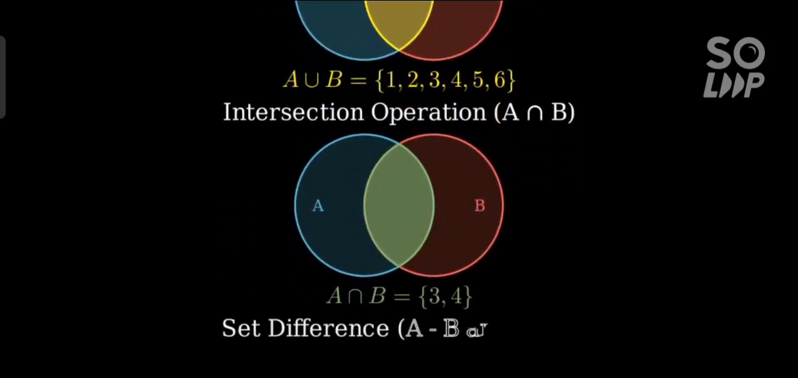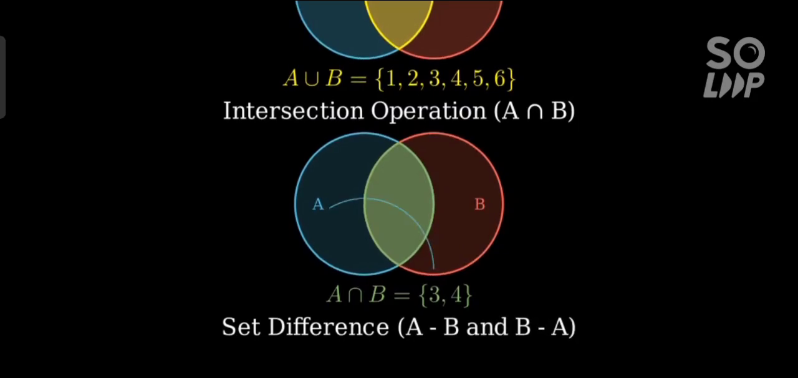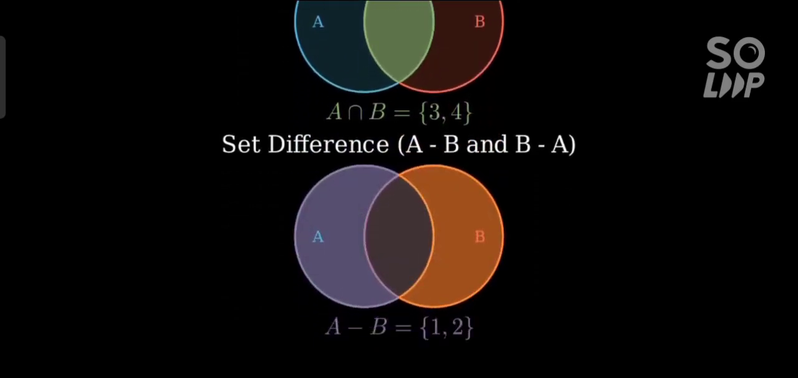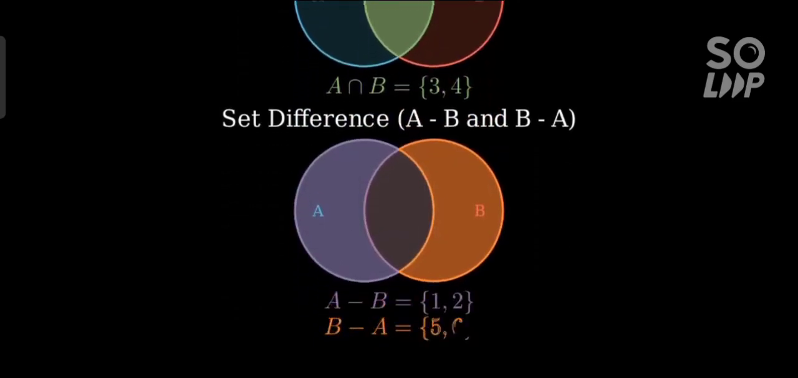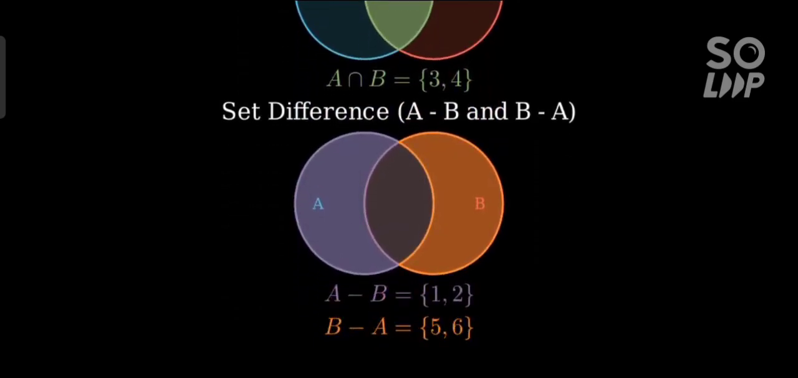Now, let's look at set difference. A minus B includes all elements that are in set A but not in set B. So A minus B contains 1 and 2. Similarly, B minus A contains 5 and 6.